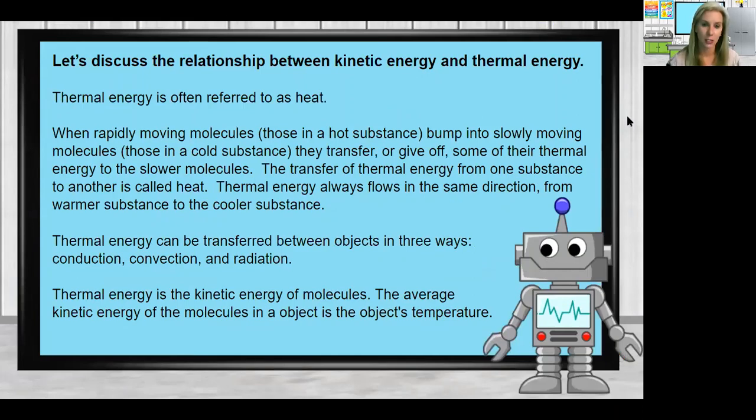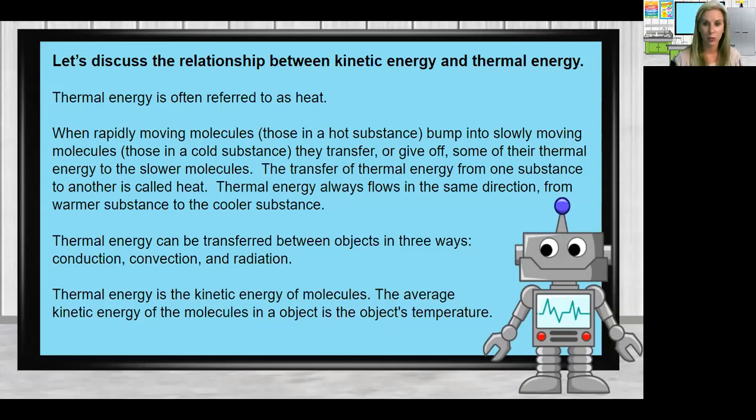So let's discuss the relationship between kinetic energy and thermal energy. Thermal energy is often referred to as heat. When rapidly moving molecules, those in a hot substance, bump into slowly moving molecules, those in a cold substance, they transfer or give off some of their thermal energy to the slower molecules. The transfer of thermal energy from one substance to another is called heat. Thermal energy always flows in the same direction, from a warmer substance to a cooler substance.